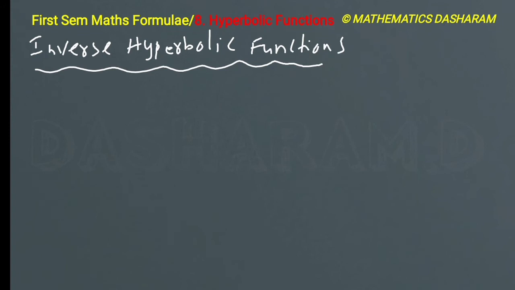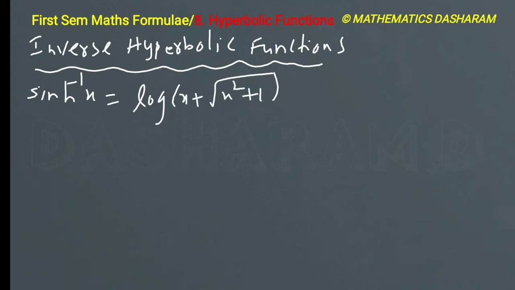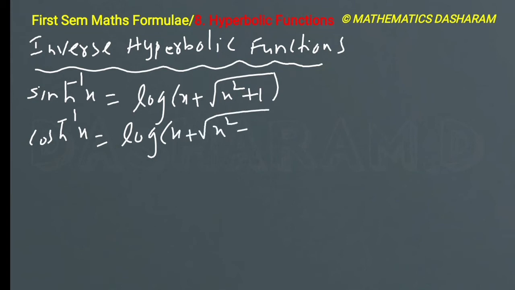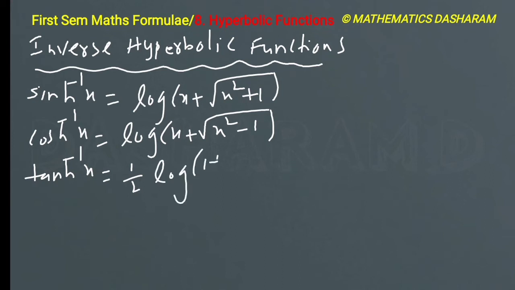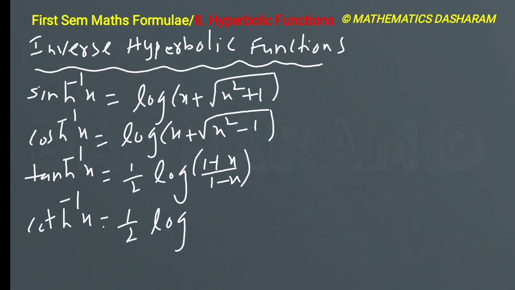Next, inverse hyperbolic functions. The first one is sinh inverse x equals log of x plus under root x square plus 1. Next, cosh inverse x equals log of x plus under root x square minus 1. Next, tanh inverse x equals 1 by 2 log of 1 plus x divided by 1 minus x. Next, coth inverse x equals 1 by 2 log of x plus 1 divided by x minus 1.